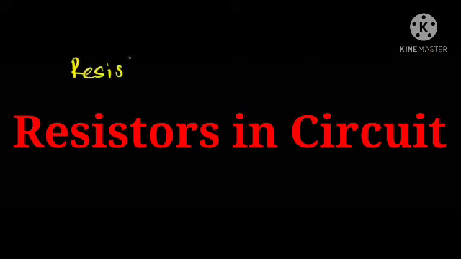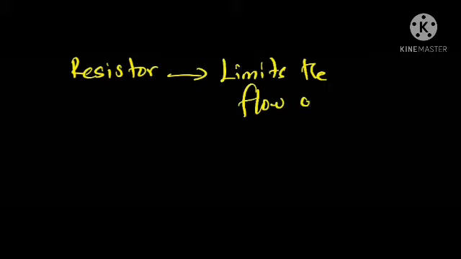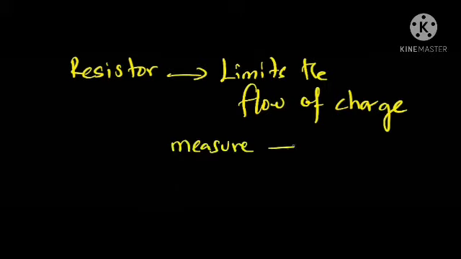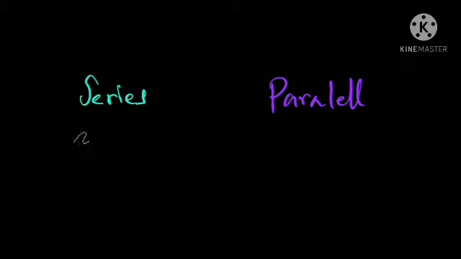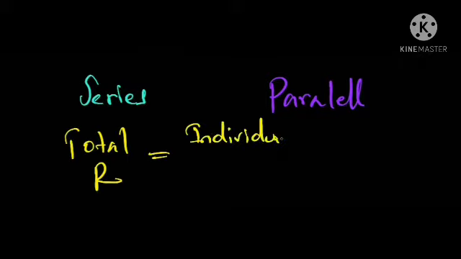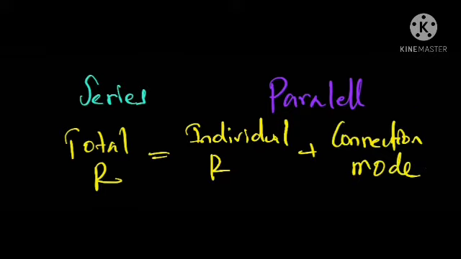Most circuits have more than one component called a resistor that limits the flow of charge in the circuit. A measure of this limit on the charge flow is called resistance. The simplest combinations of resistors are the series and parallel connections. The total resistance of a combination of resistors depends on both their individual values and how they are connected.